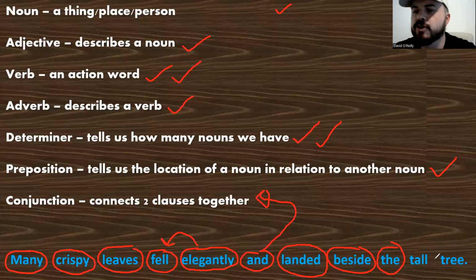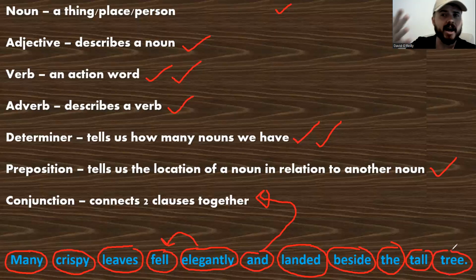And then we've got tall. Well, which word class is tall? Of course, the answer is adjective. It's describing the tree. The tree is a noun. The tree is a thing. Tall is describing the noun, so tall must be an adjective. And finally, we've got tree. Tree is a thing. Tree is a noun.